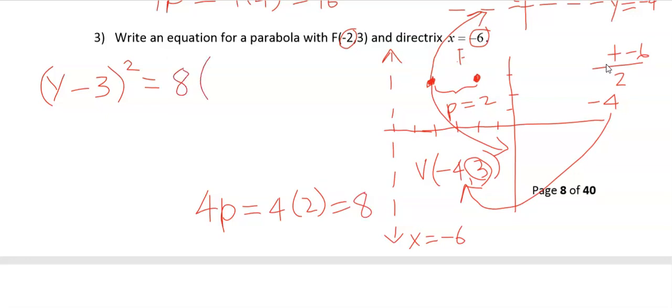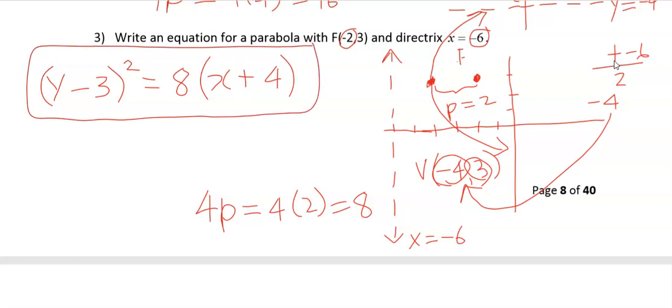And then I look carefully. The non-squared part is going to have my x with it. And the x-coordinate of the vertex, remember it's the vertex, not the focus, is -4. So in my equation, I write x plus 4. And by golly, look at that. We are done. There is your parabola. And again, very little with regards to actual workings. So that's the last example there on page 8.